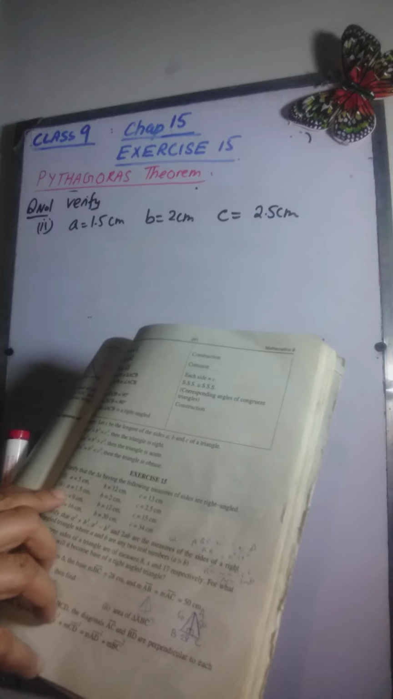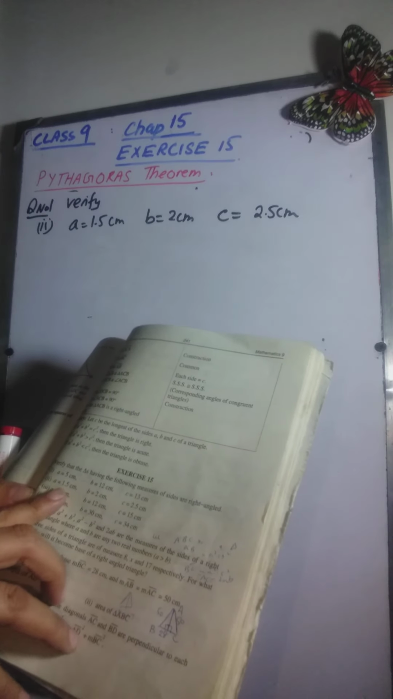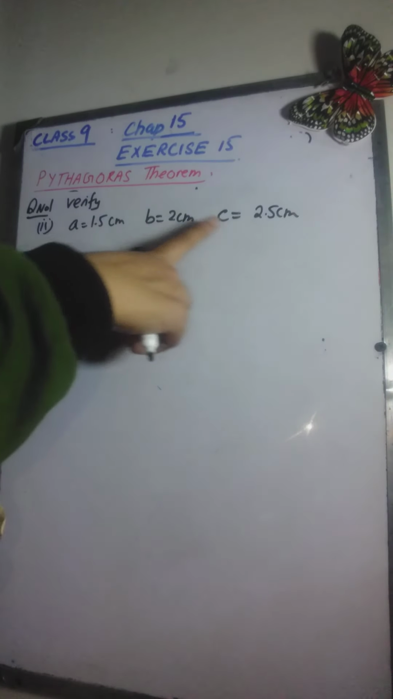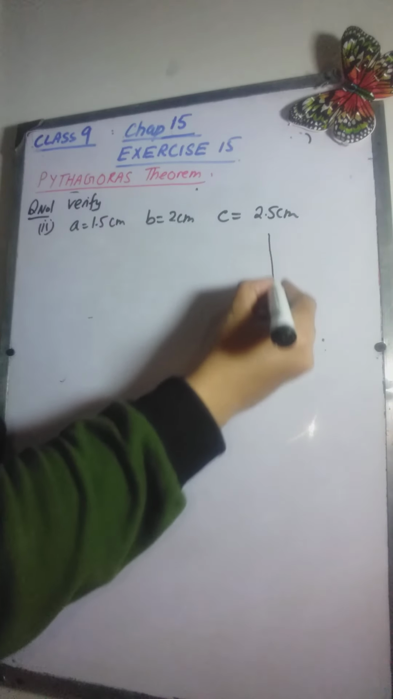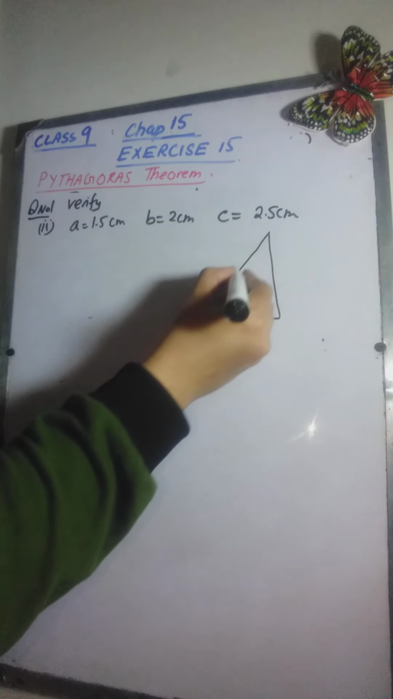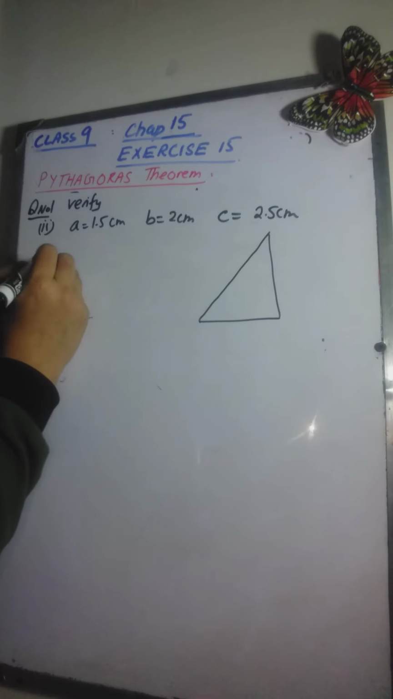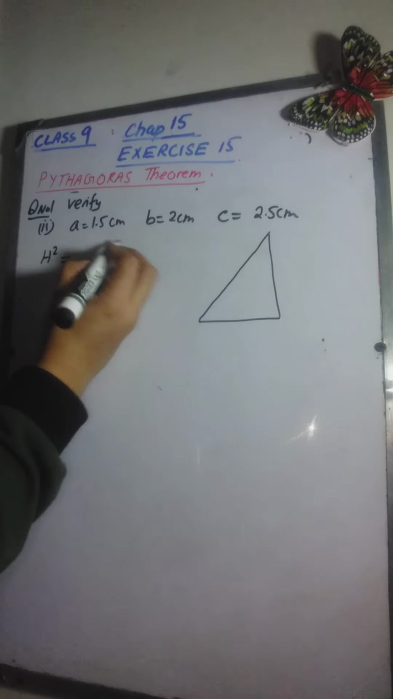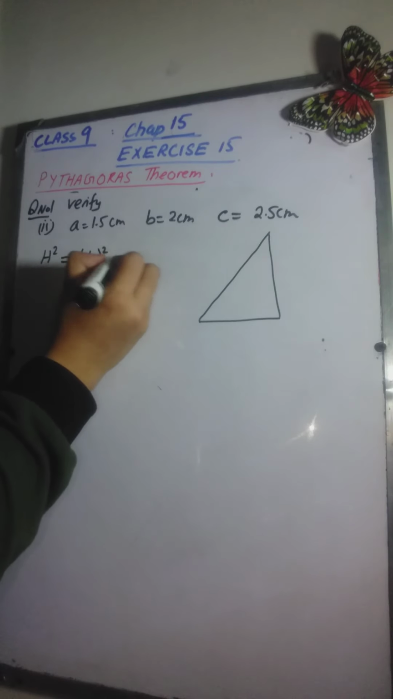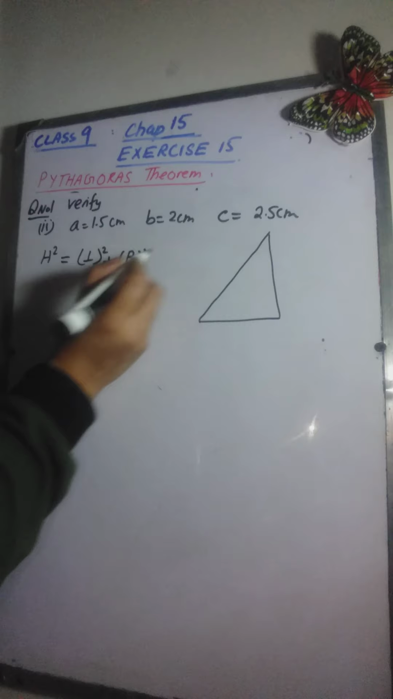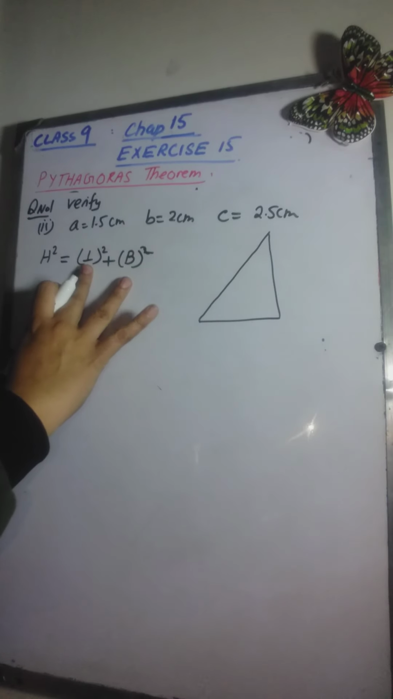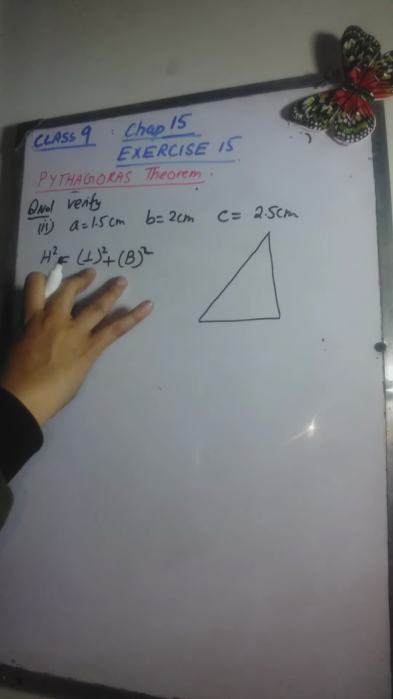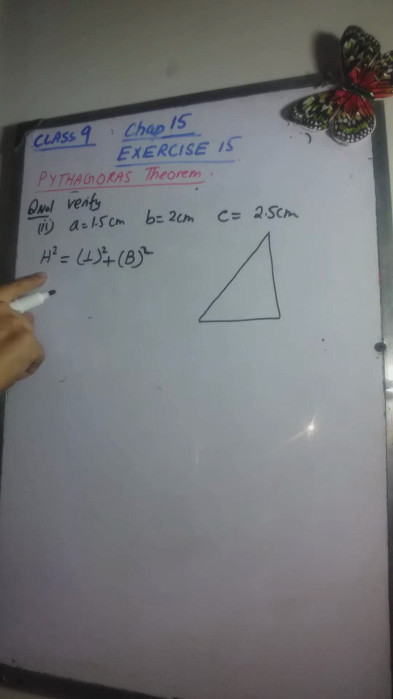The second part, I will try because it has decimals, and they have given us 3 measurements, and they want us to verify that these 3 measurements belong to a right triangle. Now, if these 3 measurements belong to a right triangle, then they must satisfy the Pythagoras theorem. What is the Pythagoras theorem? The hypotenuse squared is equal to perpendicular squared plus base squared. It means that the sum of squares of two sides of a right triangle is always equal to the square of the hypotenuse.